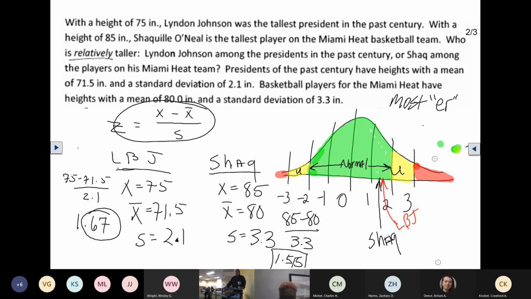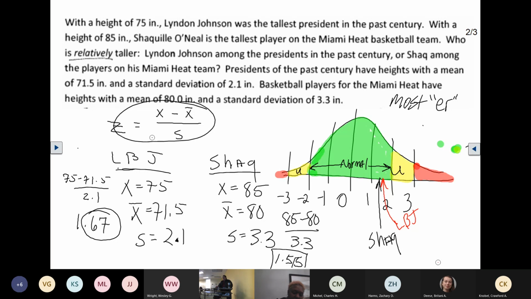The reason I start with this slide is because everybody can understand the president versus a basketball player. Relatively taller means compared to your own population. Does everybody understand that? Anybody with 2 teeth in their head will tell you who is taller, LBJ or Shaq? Shaq. But if you throw the word relatively in there, that means compared to your own population.